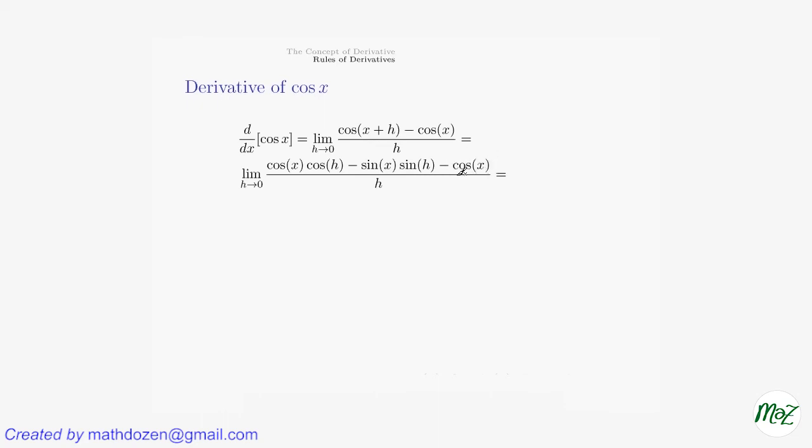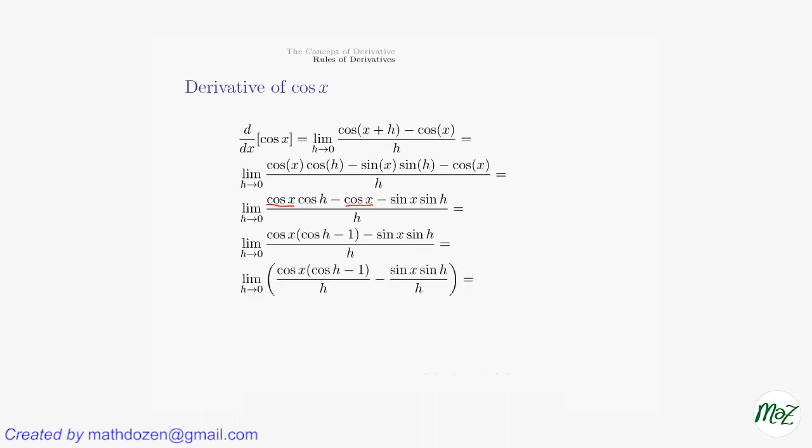We again move negative cosine x into the middle, and then again notice that cosine x happens to be a factor in the first and the second term, so we can easily factor it out into cosine x times cosine h minus 1. And we still have sine x times sine h for the next term. Then we can split that into a difference of two fractions. Cosine x times cosine h minus 1 over h minus sine x times sine h over h.